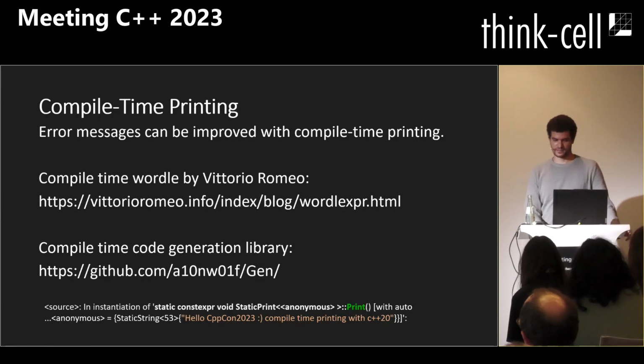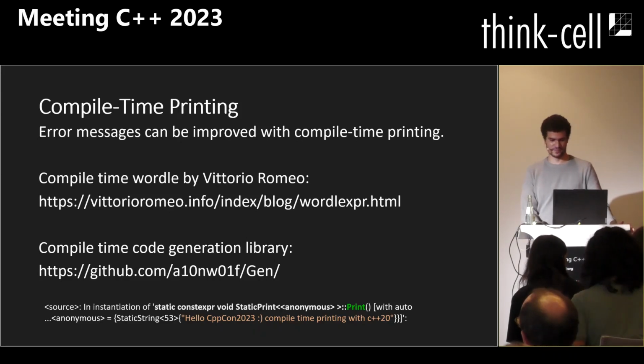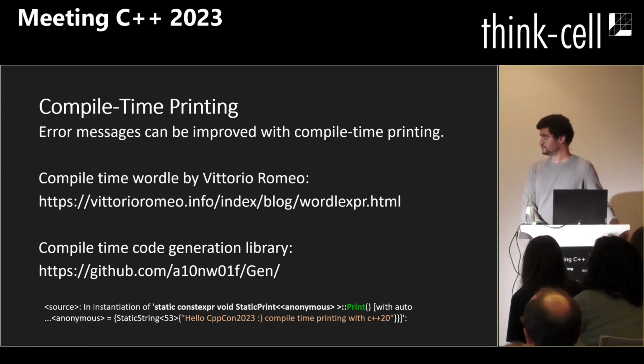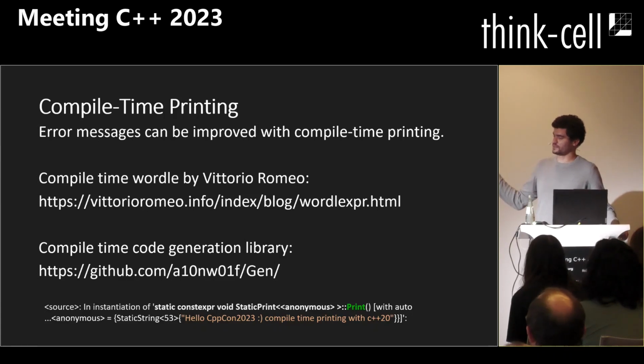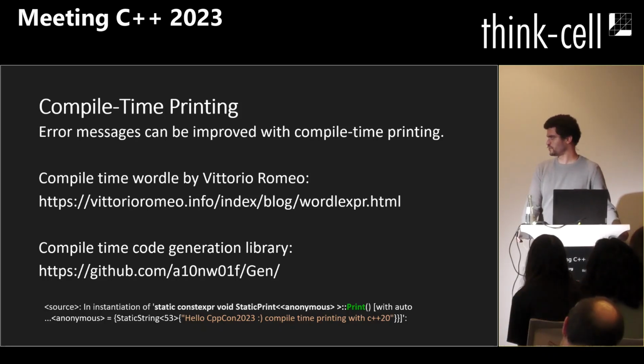So about compile time printing, there are ways to print arbitrary strings in C++20 to produce better error messages and warnings. Here you can see a link of how Vittorio Romeo used it to implement a compile time model, and I have a library where I used compile time printing to generate code at compile time. For more information, check the link over here.